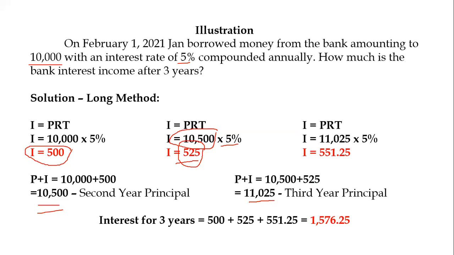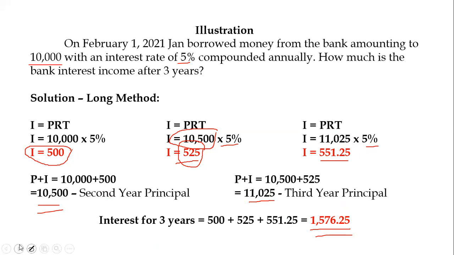So in solving the third year interest, 11,025 times 5%, that is 551.25. By adding this interest, that's first year, second year, and third year, we will arrive at the total interest income of the bank for the 3 years of loan. So ito yung kabuuang interest income ng bank or interest expense naman ni John, no, sa kanyang inutang na pera sa bangko.